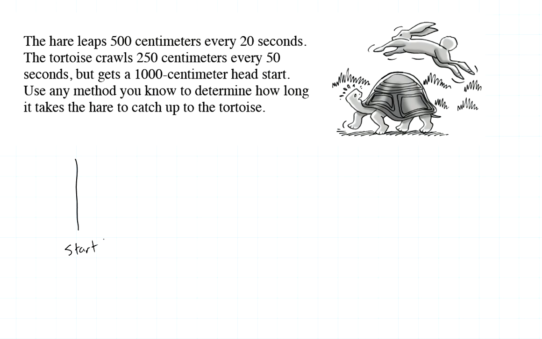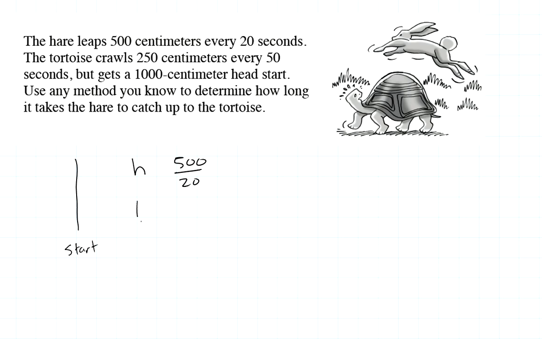So I could let h be the hare's rate, and that is 500 centimeters every 20 seconds. So 500 every 20 seconds. And the hare's distance, well, I don't need h to be the hare's rate. I'll just say that is the hare's rate, right? That's it's moving 500 centimeters every 20 seconds.